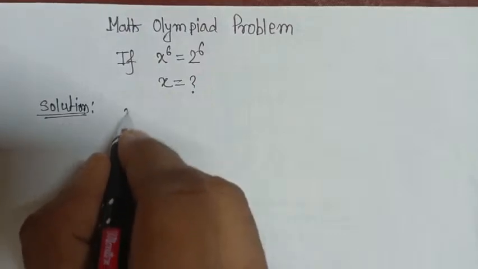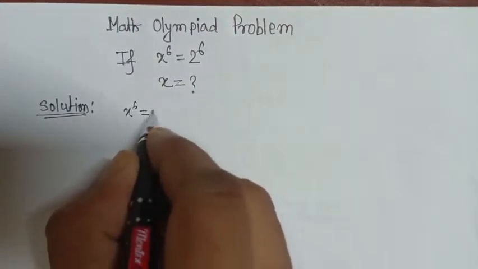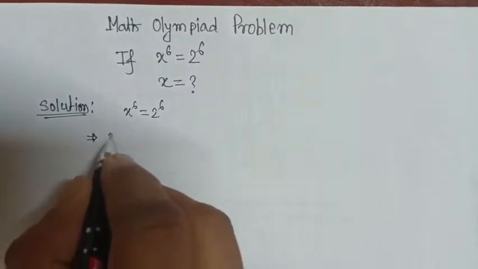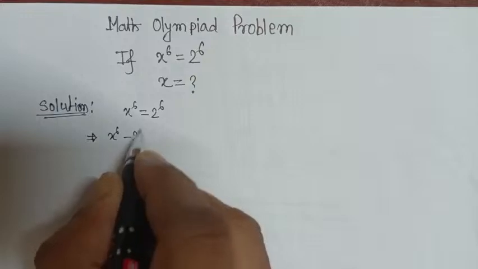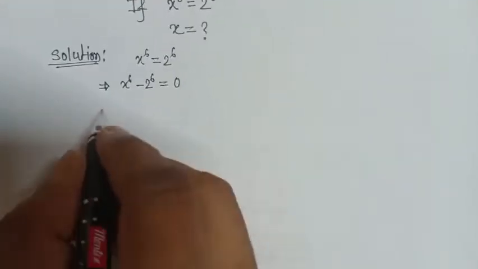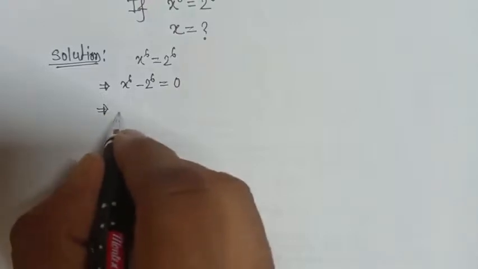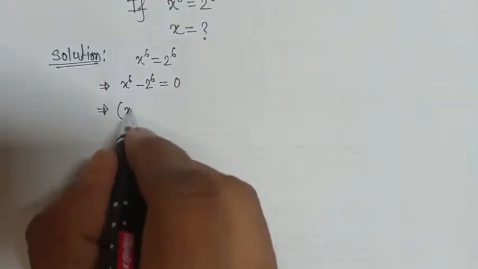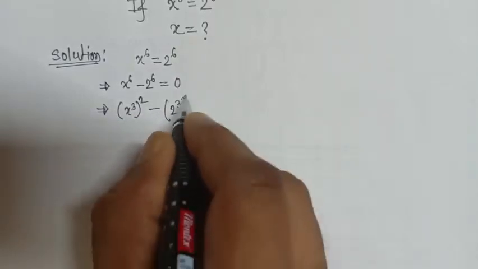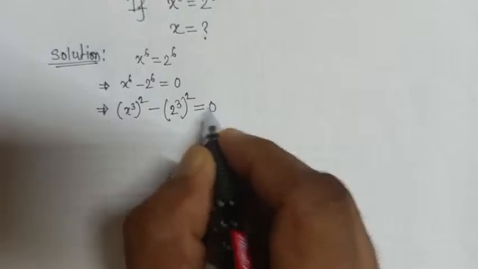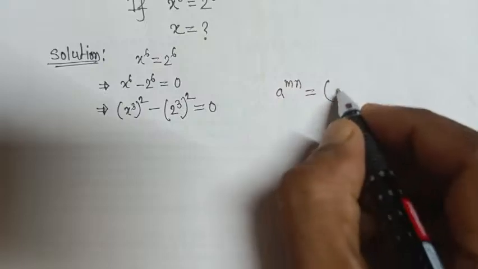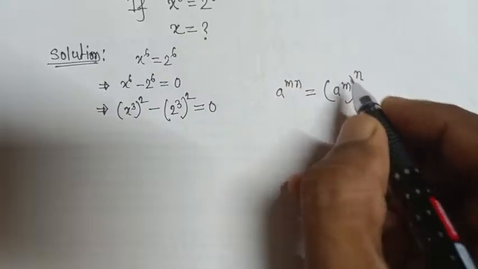So we have the value here x is equal to 2 to the power 6. Now we just moved 2 to the power 6 to the left side. Now we can express the equation like (x^3)^2 minus (2^3)^2 is equal to 0. As we know, a to the power mn is equal to (a to the power m) to the power n.